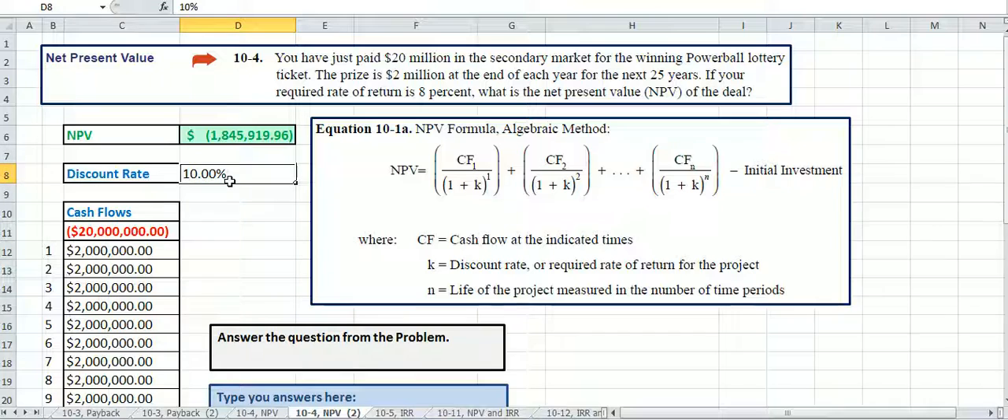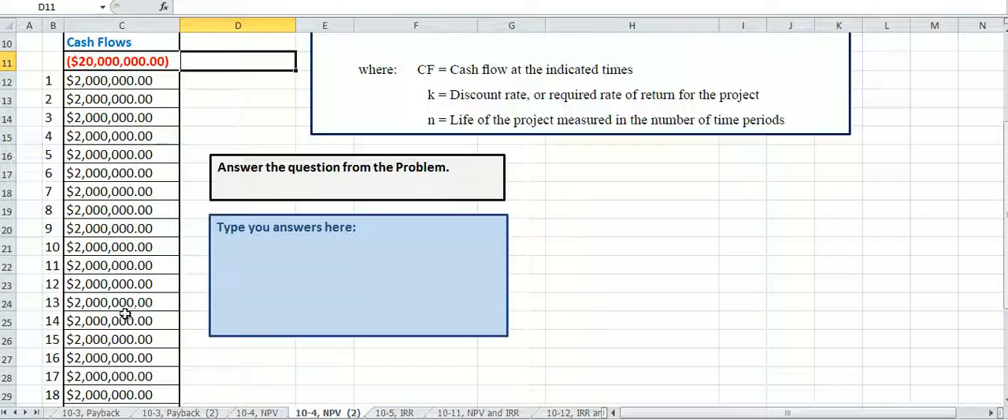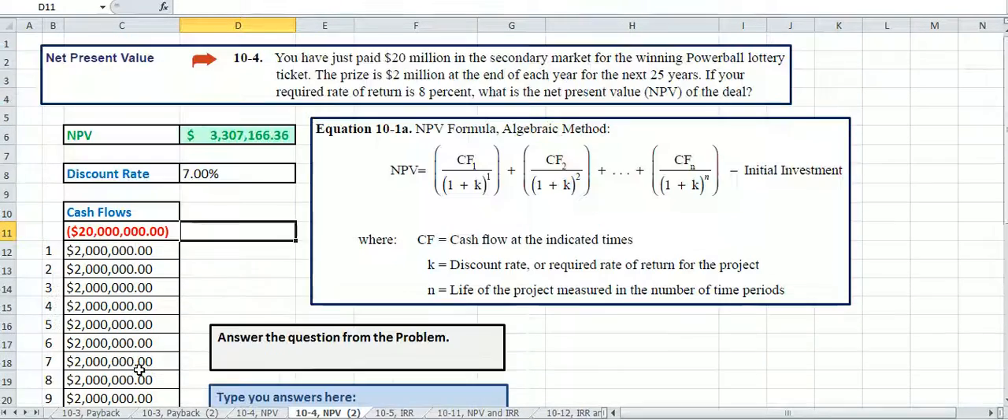If the discount rate was 7%, your net present value would be much higher, because these $2 million payments are much better than if you were to invest at 7% somewhere else. And 8% is what we have.